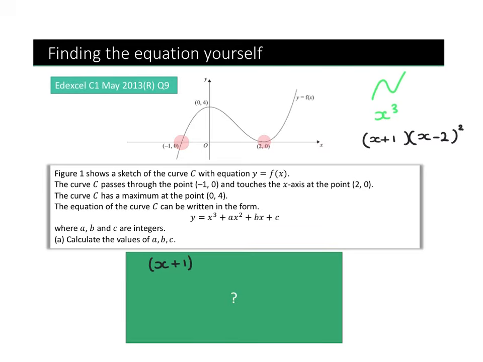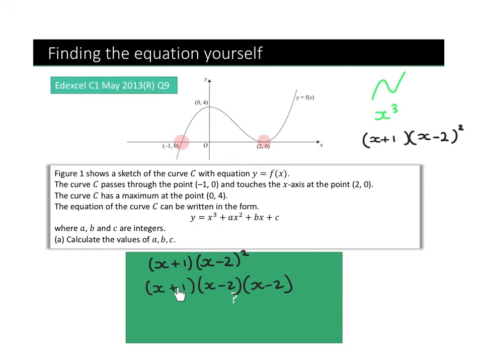I can A, draw the graph to double check I'm correct, but B, I will need to expand it out. So if I double check, I've got x times, and if I just write it out like this, x plus 1, x minus 2, x minus 2. Now if I think about it, x times x times x is positive x cubed, so I know my graph looks like an n. Check.